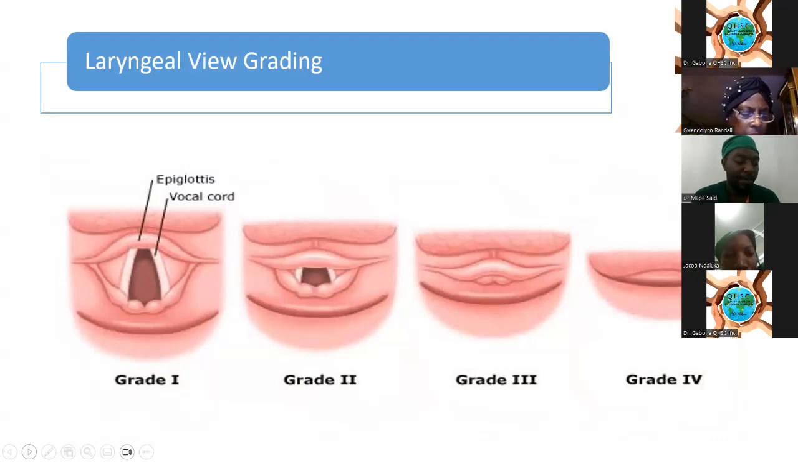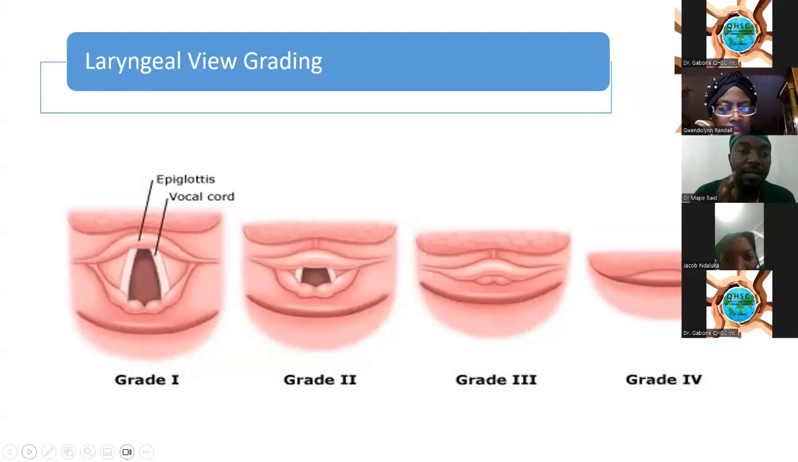Another way of testing is by laryngeal grading. Of course, you will do the laryngeal geography. That means here you do the laryngoscopy, whether by video or a direct one, and see how the laryngeal structures appear during laryngoscopy.